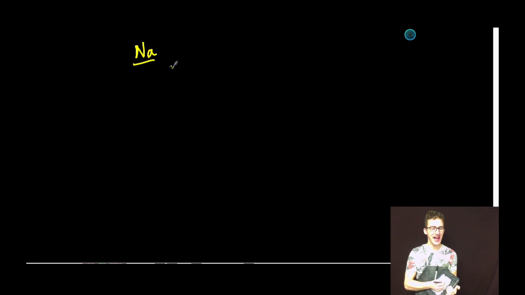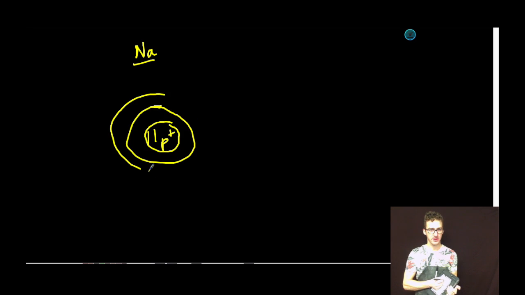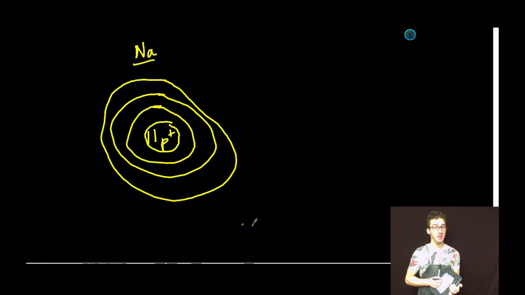A neutral atom of sodium has 11 protons in its nucleus. It has 3 main energy levels. The first level has 2 electrons. The second level has 8. And its valence level has 1.